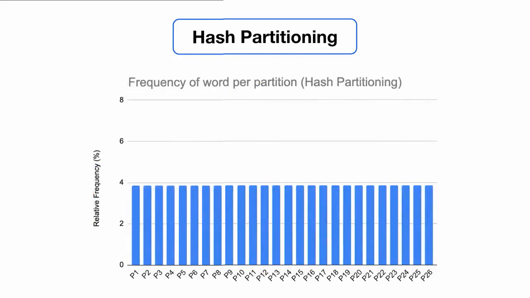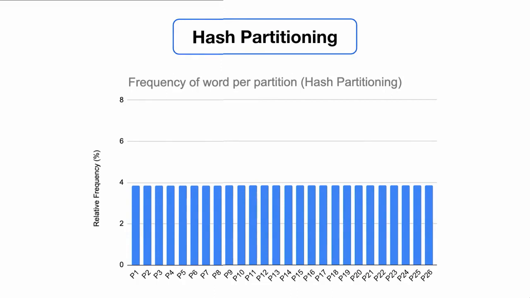A bar graph labeled frequency of word per partition, hash partitioning. The x-axis is labeled P1 through P26, the y-axis is labeled relative frequency %. All of the bars are the same height, at 4. Most hash functions are actually uniform, which means that they uniformly map all of your arbitrary length inputs into the fixed length set of inputs. Or in other words, they will evenly distribute our data across our partitions, which guarantees a much more even workload.